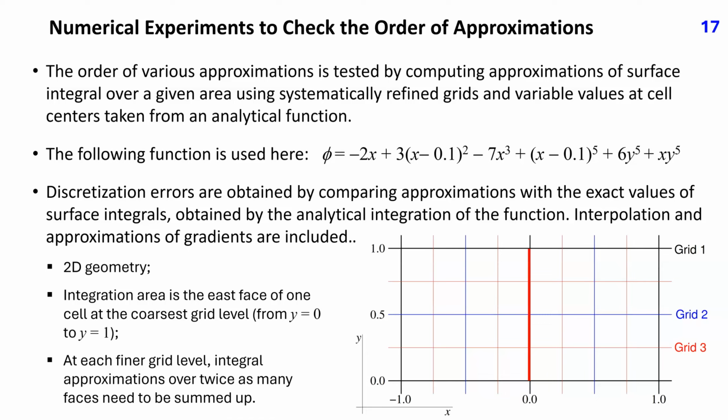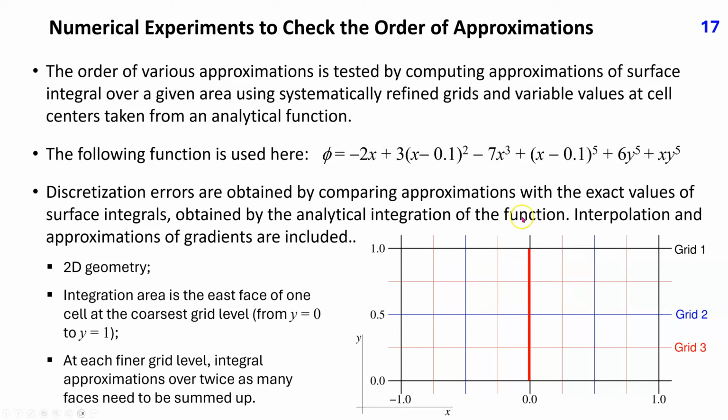Discretization errors are determined by comparing approximations with the exact value of surface integral obtained by the analytical integration of the function. Interpolation and approximation of cell phase gradient are included in integral approximations.